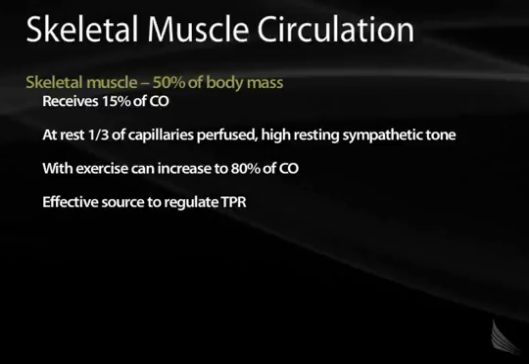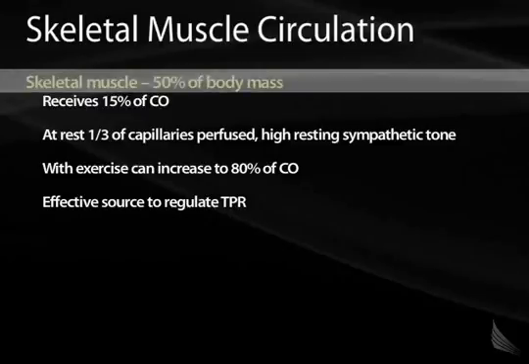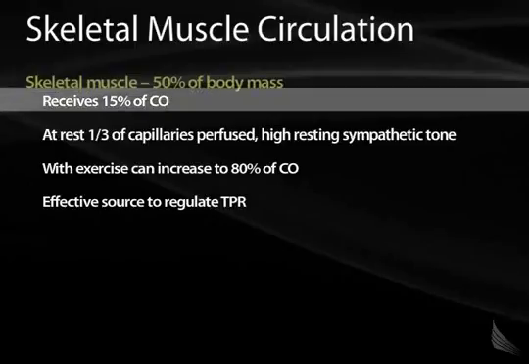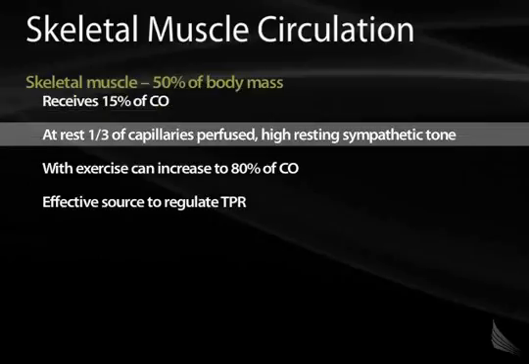The skeletal muscle circulation is an important special circulation that we'll talk about. Skeletal muscle is about 50% of the body mass, but at rest only receives about 15% of the cardiac output. At resting time, only 1/3 of the capillaries in the skeletal muscle are actually perfused. This is due to a high resting sympathetic tone.